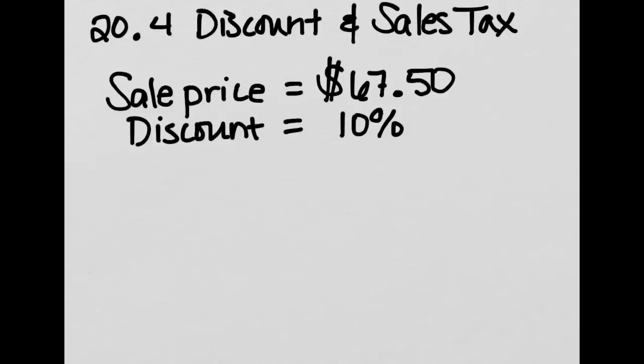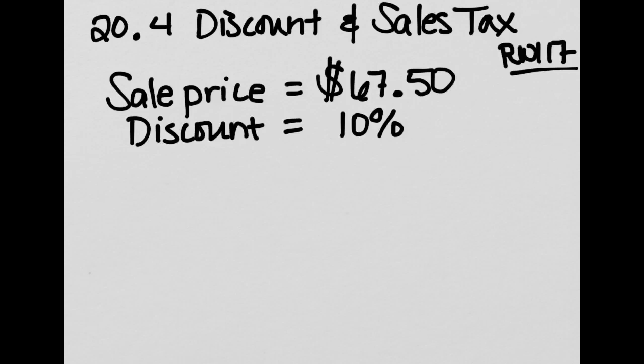Hello, we are doing 20.4, which is about discount and sales tax. So I'm going to go ahead and use some examples from your RW 117 side. This is number one. So the first thing we want to look at is the sale price, which is $67.50. The discount rate is 10%. So we want to find what is the regular price.